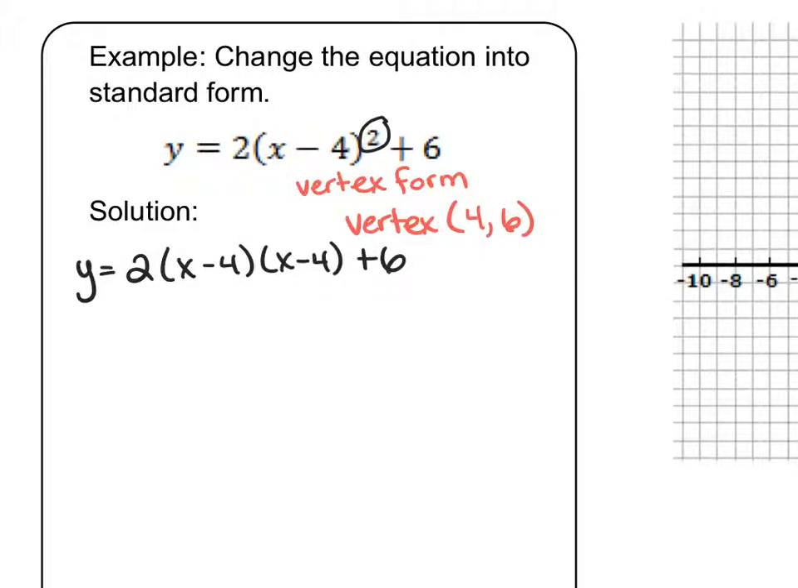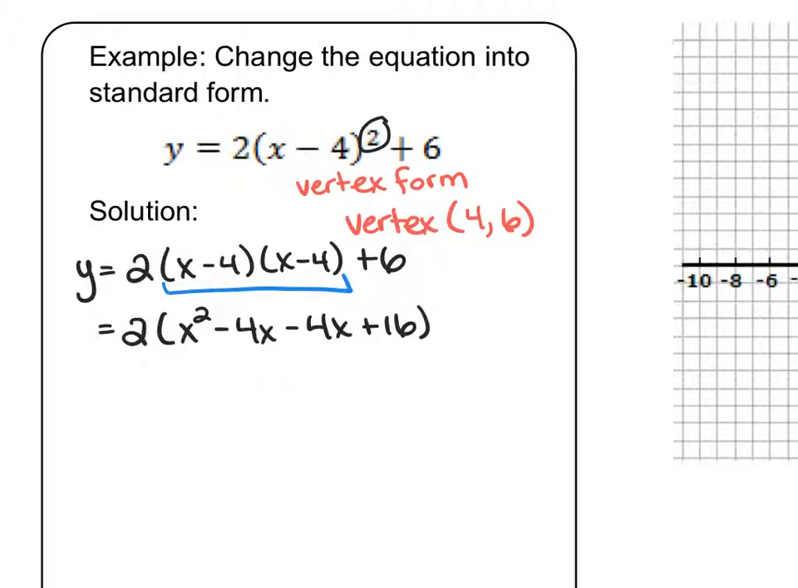plus 6. Now this here looks just like what we were doing on the previous page, and so we'll just multiply them out. But you're going to leave the 2 and the 6 for now. We don't need to worry about them. So I'm just going to multiply x times x is x squared, minus 4x, minus 4x, and negative 4 times negative 4 gives me a positive 16. And we'll just leave that 6 alone as well.